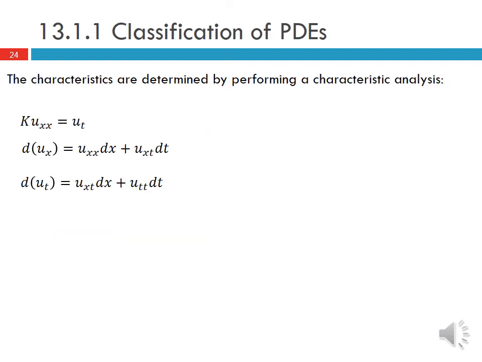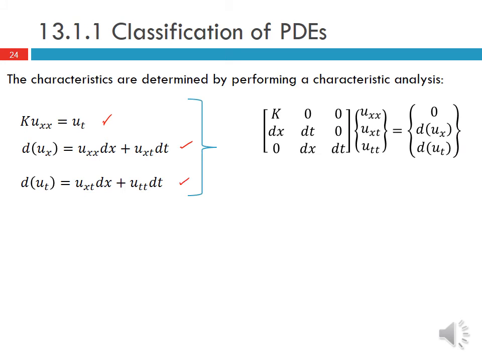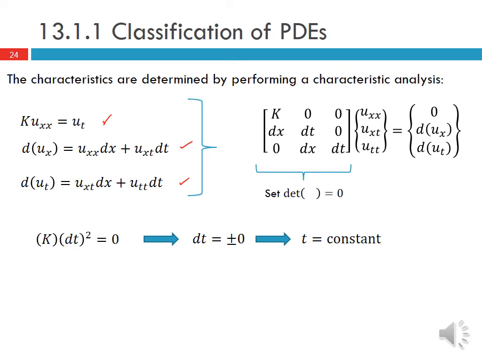The characteristics, again, are determined by performing the characteristic analysis. So in this case, we've got our PDE here, and again our equation for the total derivative d of ux and d of ut. We can put this into matrix form and set the determinant of this matrix equal to 0. So we get k dt squared is equal to 0. So that means dt is equal to 0, or t is equal to a constant. So the characteristics then are lines of constant time.